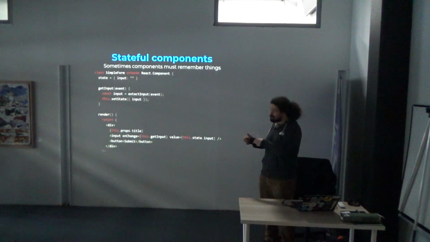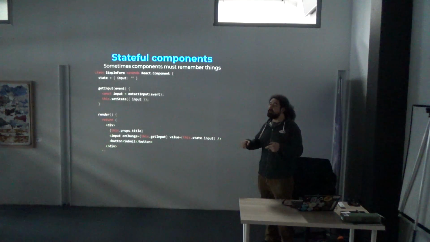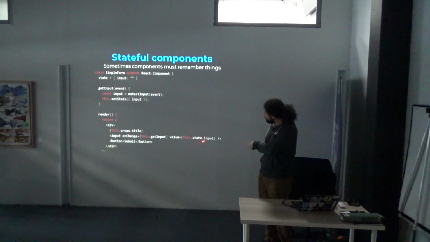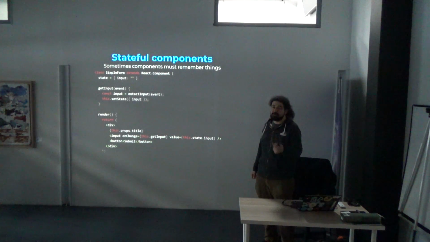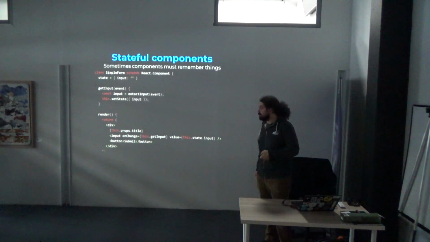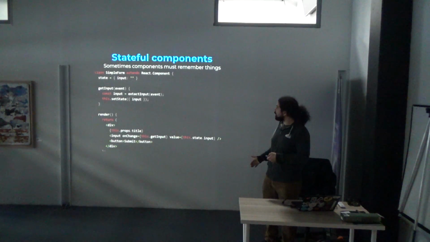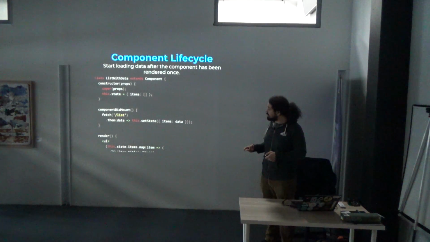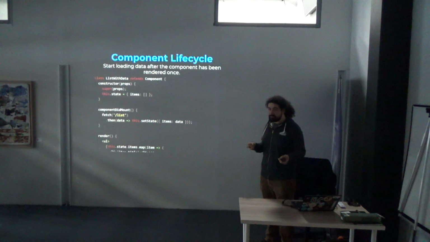And then every time we press a button, that would trigger the setState function, and that would set the state and force the component to be re-rendered in the next rendering cycle. So yeah, that's kind of the basics of it. Component lifecycle, so you can do stuff during the component's life cycles.